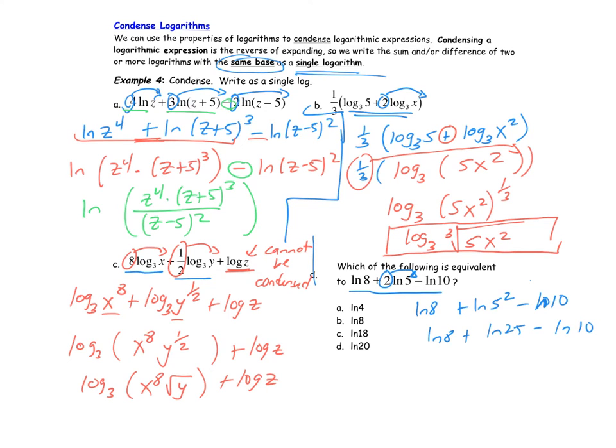And now we're going to continue condensing. So we have ln 8 plus ln 25. That's a sum, and that can become a product. And then we have also something that's subtracted. That's going to go into the quotient. So I'm going to write this as ln of 8 times 25, condensing the two terms that are added, and then minus ln 10 means I'm going to put the 10 into the denominator, doing that in one step. And 8 times 25 is 200, so this is the natural log of 200 divided by 10, which is ln 20, so the correct choice here is D.